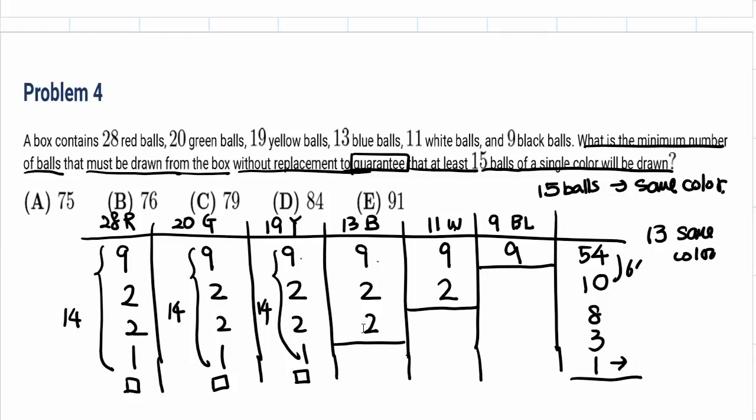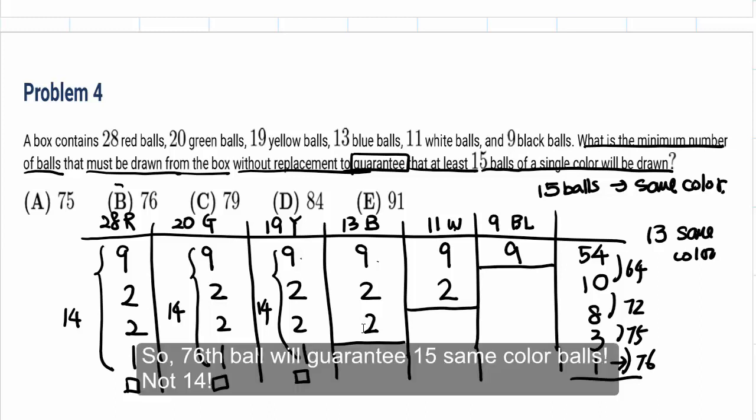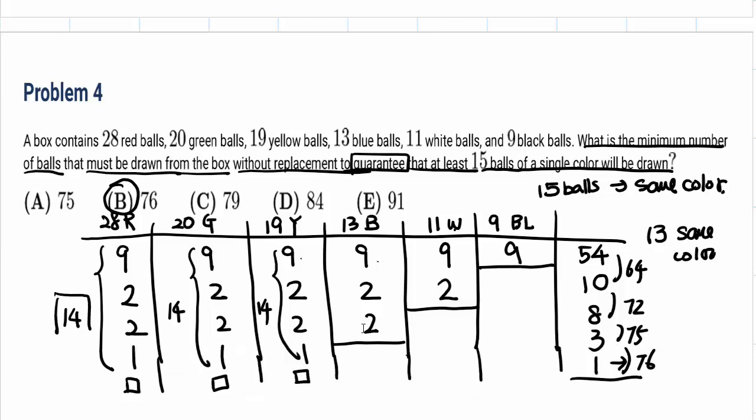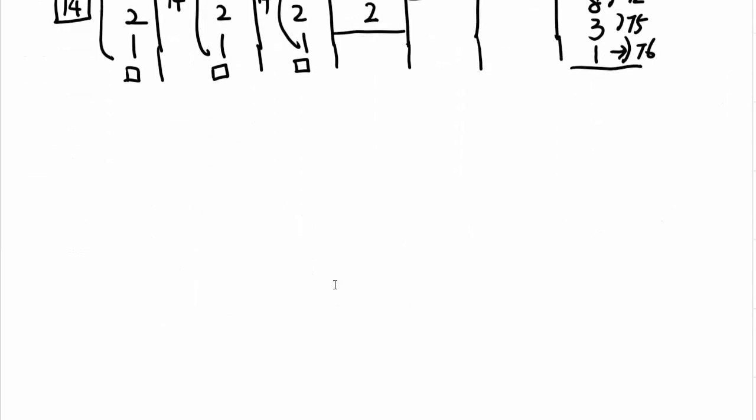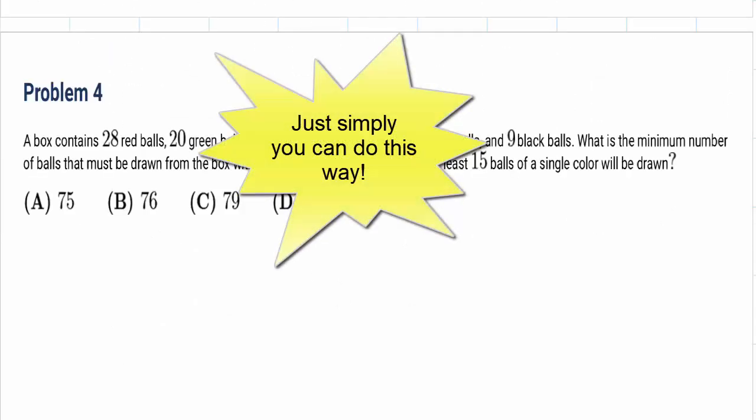Okay, so we have to count all these numbers. So that is 64, 72, 75, plus 1 is 76. Okay, so 76 balls will guarantee there will be 14 same color. Okay, so choice B is the answer. So this question's number 4. If you know this one, the worst case, okay, I'm gonna try this one again.